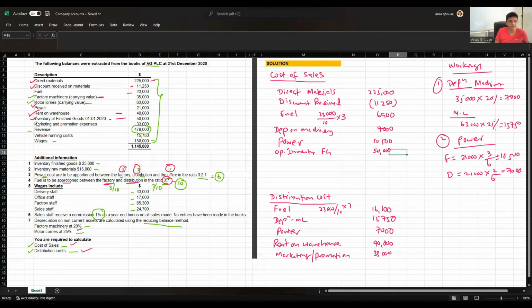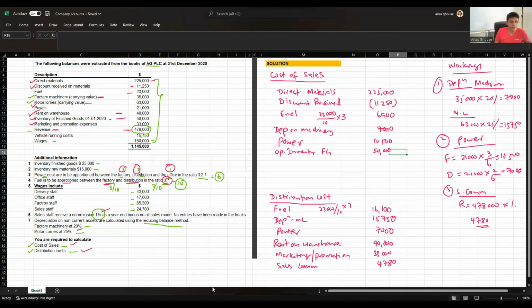Then revenue. On revenue, there is a sales commission to be calculated. Sales staff receive a commission of 1%. So we can do the sales commission calculation. Revenue is 478,000. On that, 1% will be how much? It should be 4,780. That should be taken under distribution cost: 478,000 times 1%, 4,780.